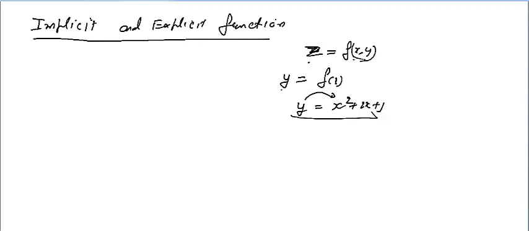Correct? So this kind of function, when the dependency is very clear, is known as an explicit function. But when it is not clear which variable is depending upon the other, then it is known as an implicit function. I will give an example like x cube plus y cube plus 3axy is equal to 0.